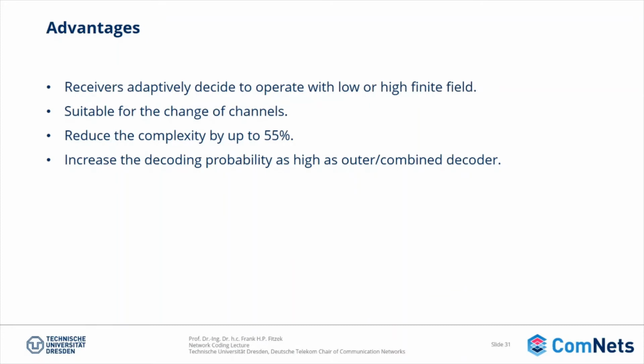Here are some advantages of the adaptive decoder. Besides the advantages of original Fulcrum codes, adaptive decoding provides some more benefits. With the adaptive decoder, receivers adaptively decide to operate with a low or high finite field, suitable for the chance of channels, reduce the complexity by up to 55%, and increase the decoding probability to as high as the outer or combined decoder.